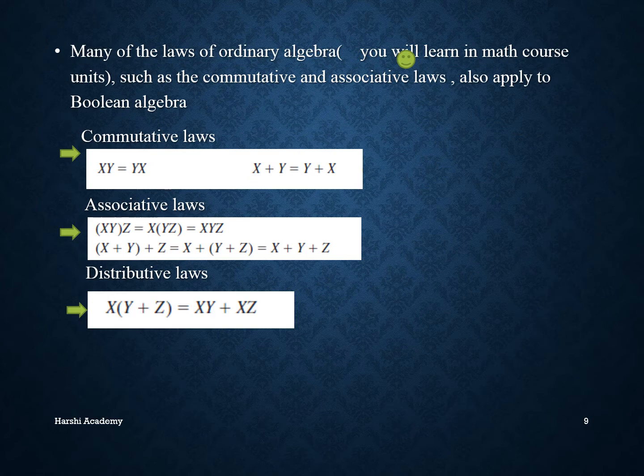Many of the laws of ordinary algebra, such as the commutative and associative laws, also apply to Boolean algebra. Commutative laws: there are two laws, xy equal to yx and x plus y equal to y plus x. Then associative laws. There are two associative laws and the distributive laws.